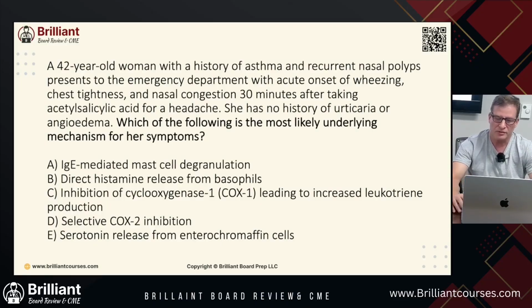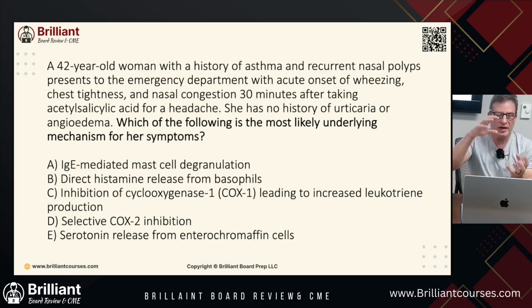So what is our answer? We're inhibiting the COX-1, leading to increased leukotriene production. And I'll show you why this is important, because if a patient takes aspirin, say somebody comes in for a heart attack and they take aspirin and then they have sudden wheezing, what are you going to do? How are you going to treat this? And what is this presentation?